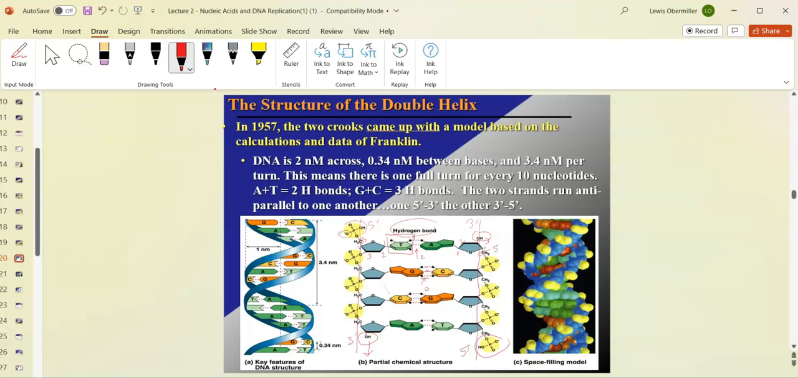This is what it looks like. These are the dimensions: 3.4 nanometers between turns, which are 10 nucleotides. Distance between nucleotides is 0.34 nanometers, which makes sense. And then the width of it is 2 nanometers, so 1 nanometer to the center. This is what we call the major groove because it's big. This is what we call the minor groove because it's small. Right? Major groove, minor groove. And you can see that here. All right.